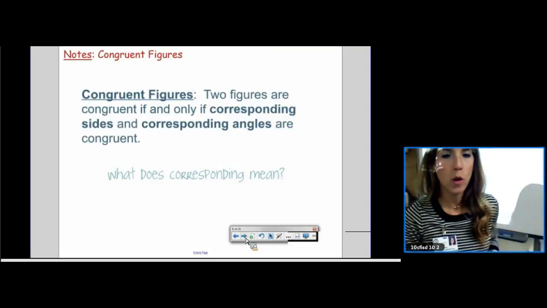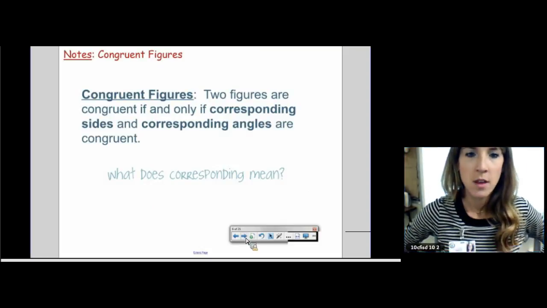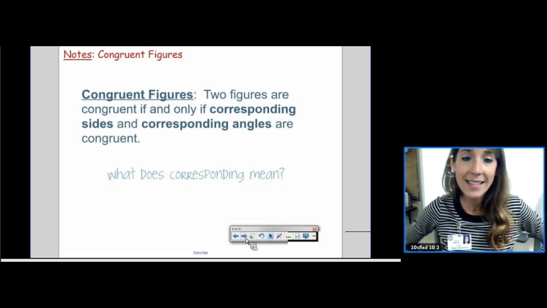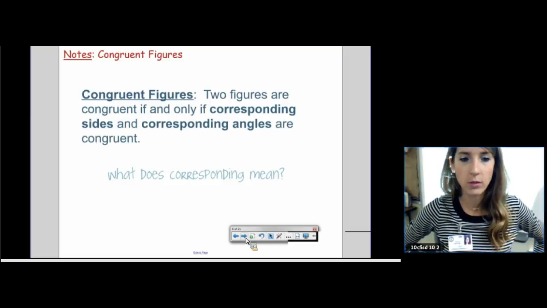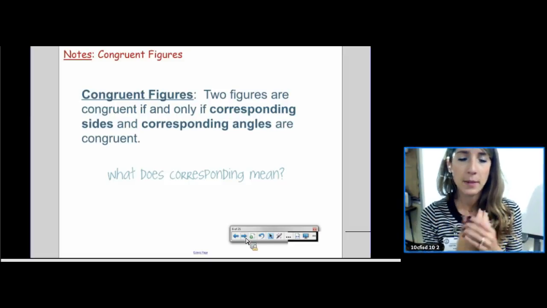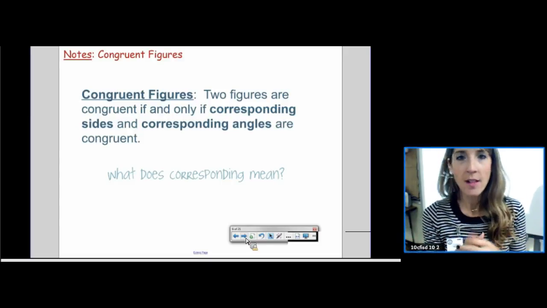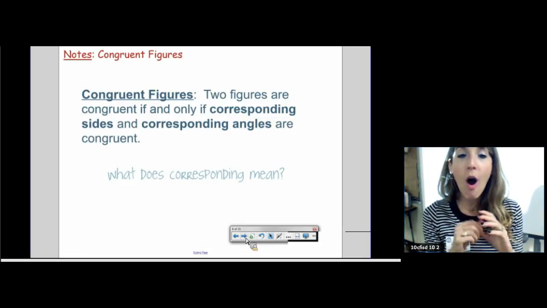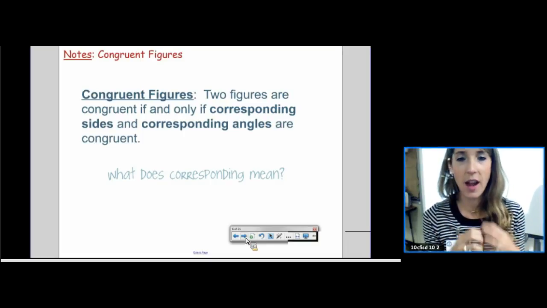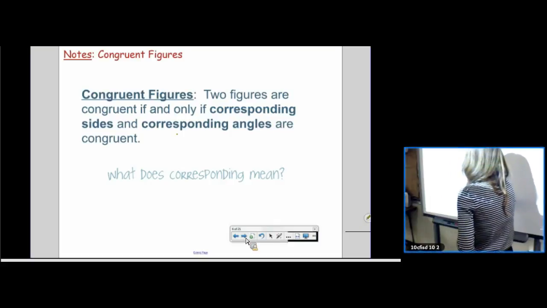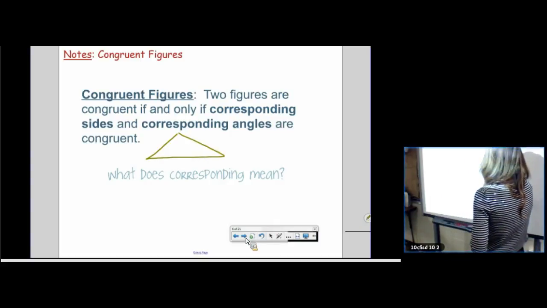Here's the formal definition of congruent figures. Two figures are congruent if and only if corresponding sides and corresponding angles are congruent. Write it down. This is kind of what I was getting into when I was talking about two figures can't kind of be congruent or sort of be congruent. They either are or they're not. It's a yes or no question. There's no maybe here. So all of their corresponding sides would need to be congruent and all of their corresponding angles would need to be congruent. So what does corresponding mean? I like to think of it as meaning the sides that go with each other.